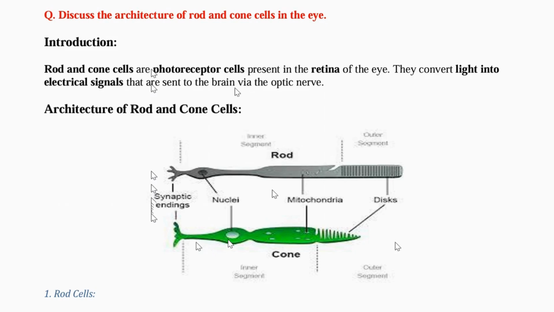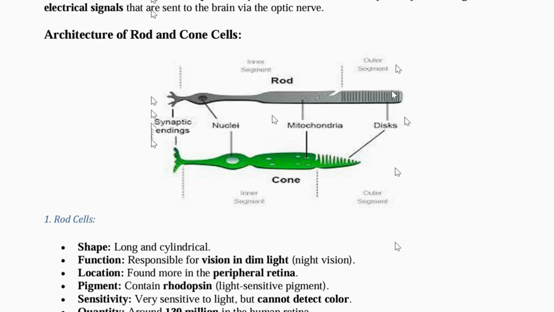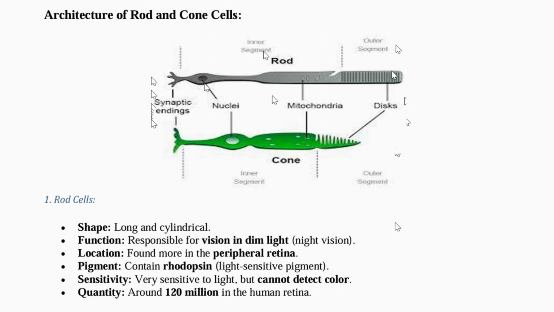Rod, I'll explain. See, the shape is long and a bit cylindrical. The function is what? It is responsible for the vision in dim light, that is night vision. Location, it is present in the peripheral retina. Pigment, it contains rhodopsin, that is a light sensitive pigment. Sensitivity, it is very sensitive to light but cannot detect any color. How much quantity? It is present, over 120 million in the human retina.